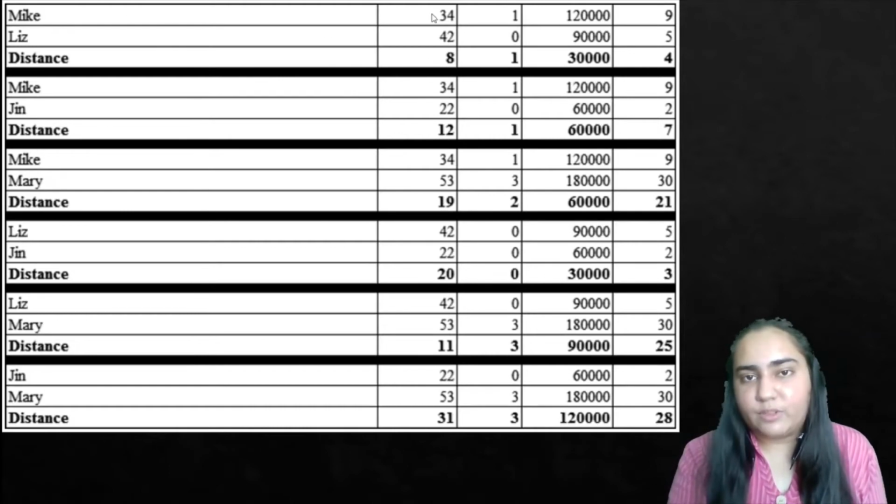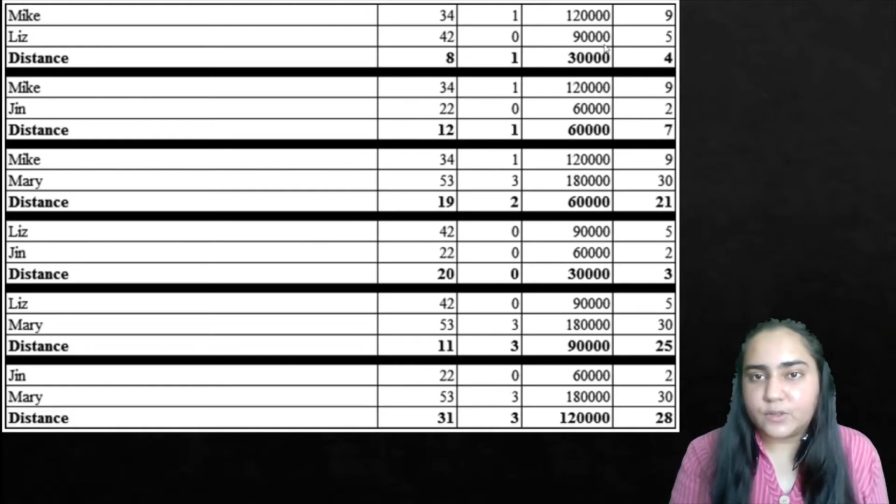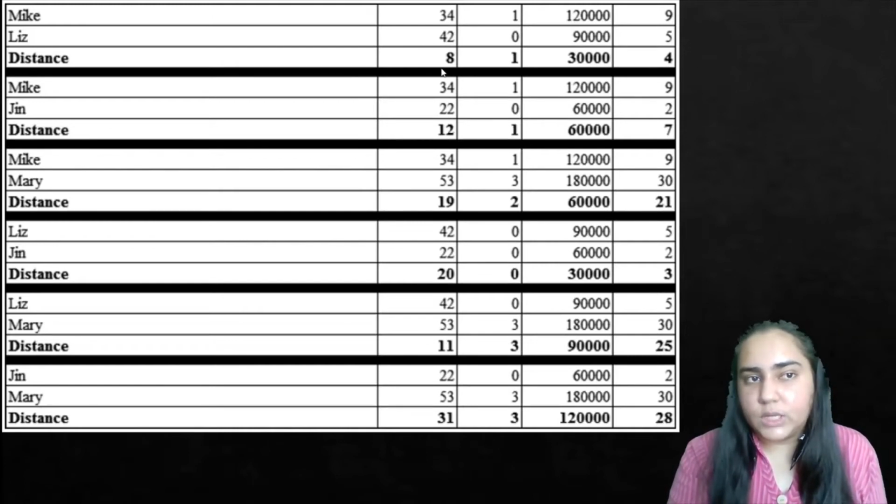Mike is represented by 34, 1, 120,009. Liz by 42, 0, 90,005. So you just have to find the difference between these. If you do 34 minus 42, it's minus 8, but we are just looking at the difference, so we get rid of the sign, and it's 8. 1 minus 0 is 1. 120,000 minus 90,000 gives you 30,000, which is right here. And 9 minus 5 is 4. So this whole thing that you have calculated is the distance between Mike and Liz.